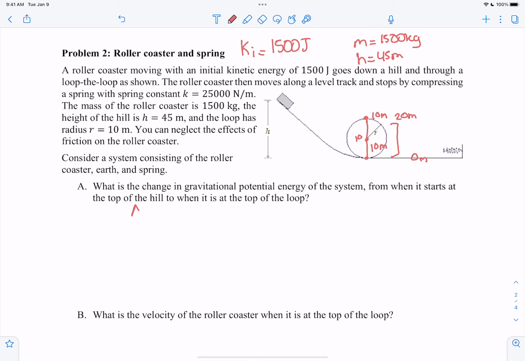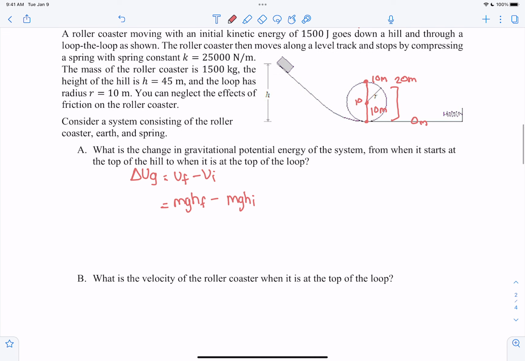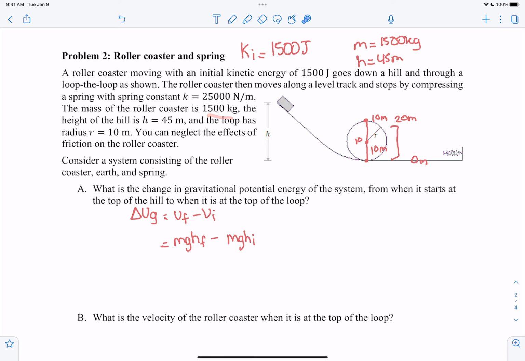So if we wanted to figure out the change in gravitational potential energy, there's a UF and a UI that we have to calculate. UF minus UI, final minus initial energy, and that's going to give us our change in gravitational potential energy. We know that gravitational potential energy is equal to mgh. So there's a final height and an initial height as well. They gave us the mass: the mass of the roller coaster was 1,500 kilograms. Gravity is obviously 10 meters per second squared, and then we have our heights that we can figure out.